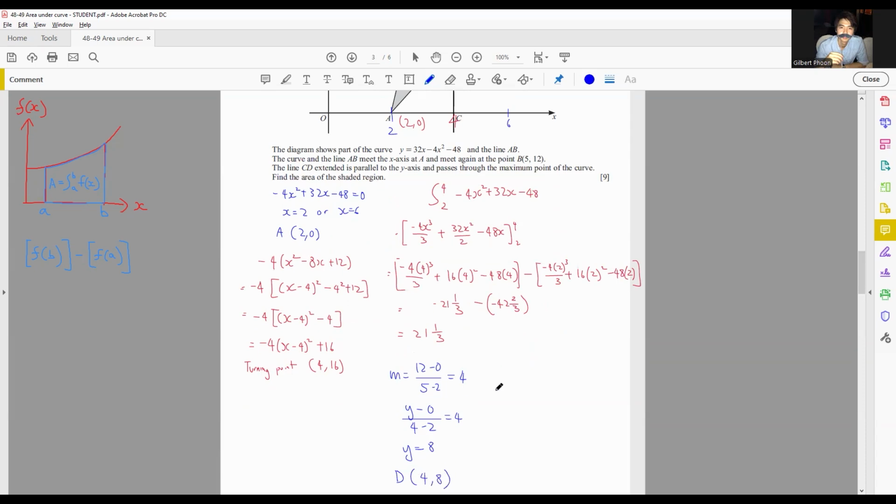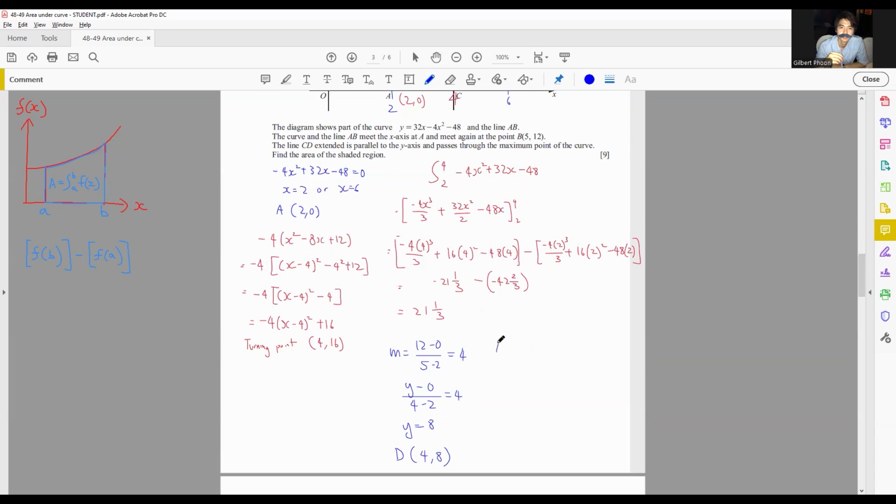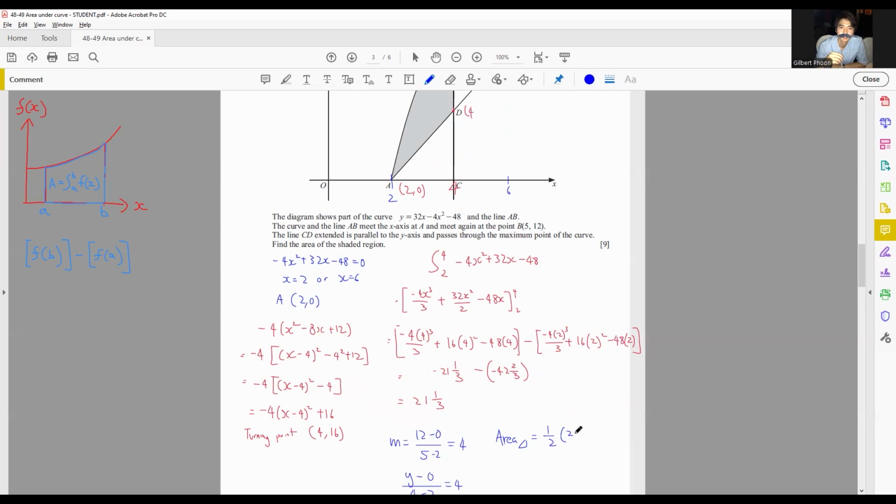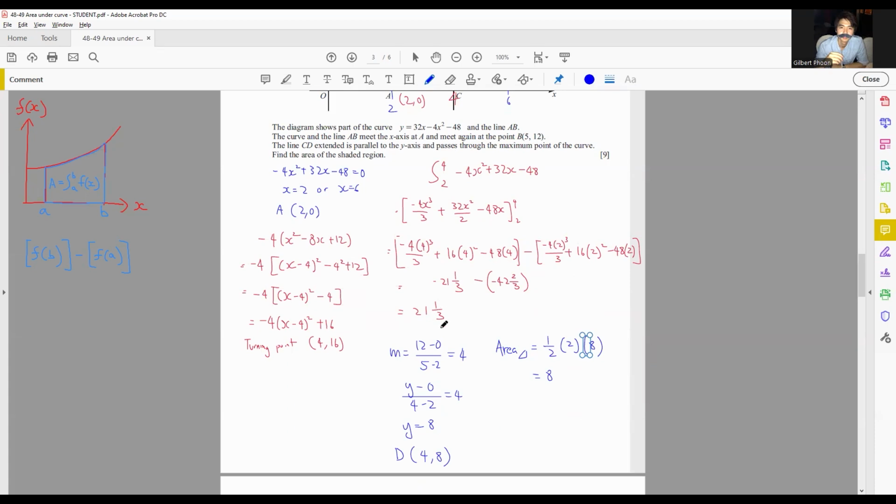Okay. Now, the area of the small triangle here is actually half times the base, which is between 2 and 4. So the base is 2 times the height, which we now know is 8. So the area of the triangle is just 8. Finally, using the area under the curve minus the area of the triangle, your last step is to use 21 and 1 over 3 minus 8. The final area of the shaded region should be 13 and 1 over 3.